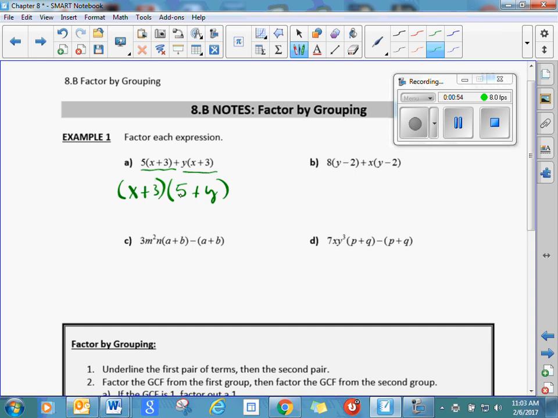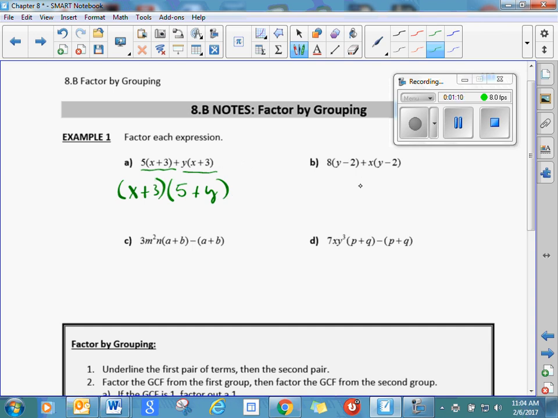And you can always prove this. You can prove that this is the correct solution because you can do a double distribution and go, okay, I'm going to take x times 5 plus y and 3 times 5 plus y and see if I end up with what I started with.